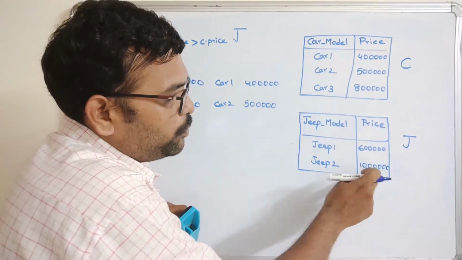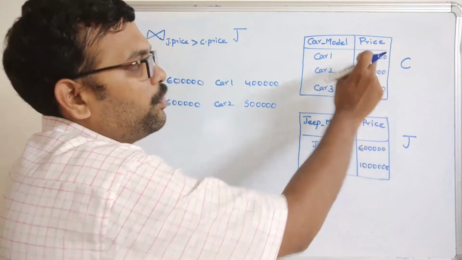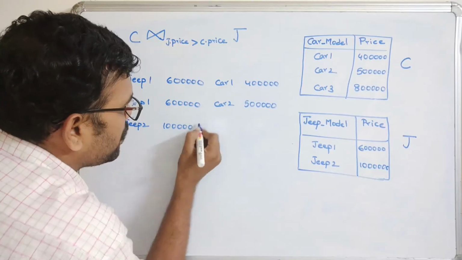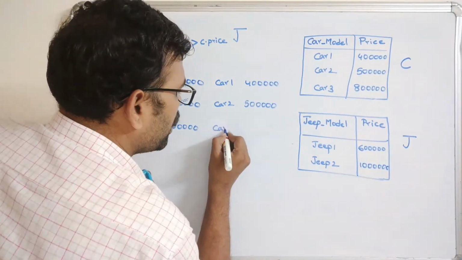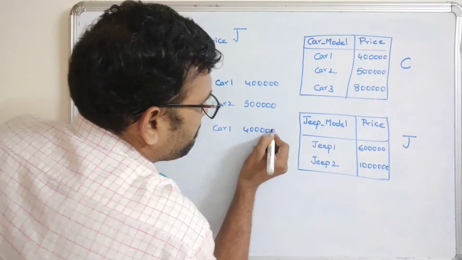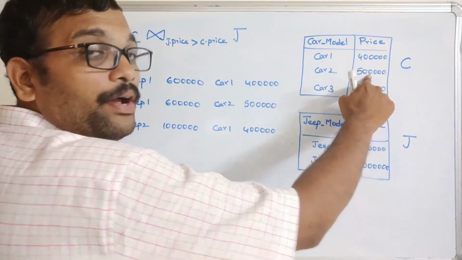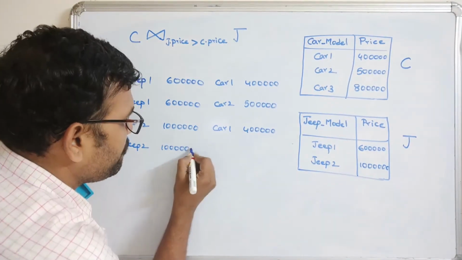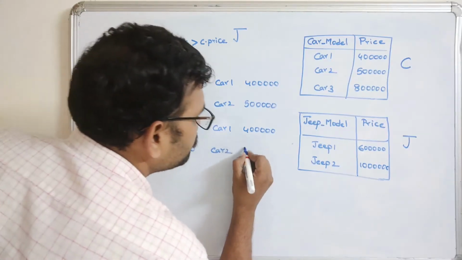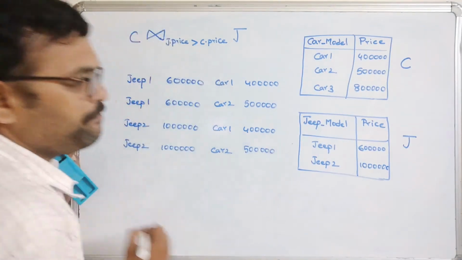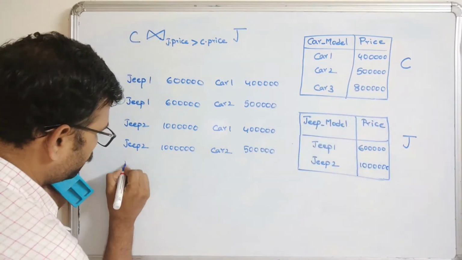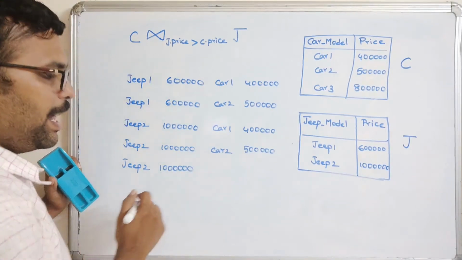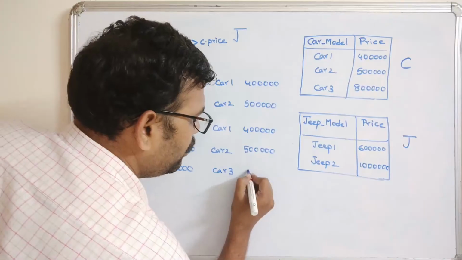Coming to the second one, Jeep 2, 10 lakhs greater than 4 lakhs. Yes. So Jeep 2, 10 lakhs, is associated with car 1 with 4 lakhs. Next, 10 lakhs greater than 5 lakhs. Yes. So Jeep 2, 10 lakhs, car 2 with 5 lakhs. 10 lakhs greater than 8 lakhs. True. Jeep 2, 10 lakhs, car 3 with 8 lakhs.